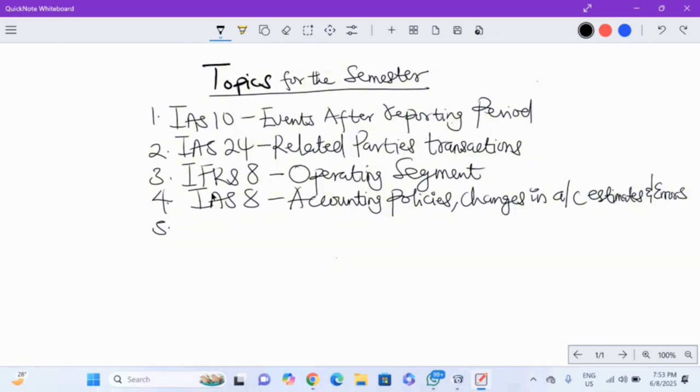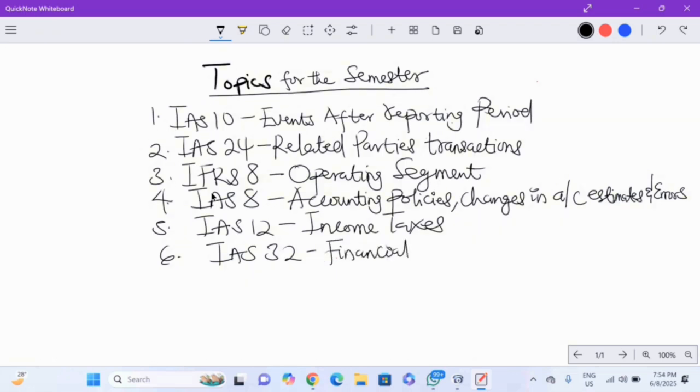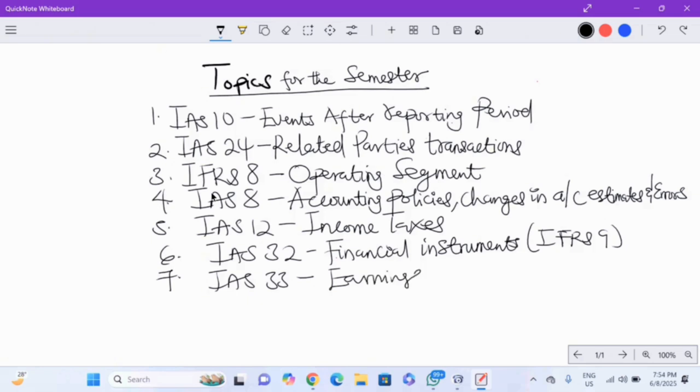Then we can also talk of IAS 12, income taxes. What else? Then we can also talk about IAS 32, financial instruments. I think it has been amended, I think IFRS 9. Then we can look at earnings per share, which is IAS 33.